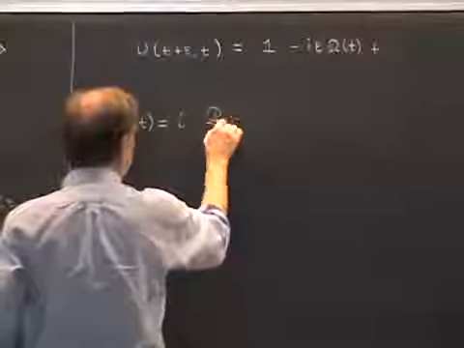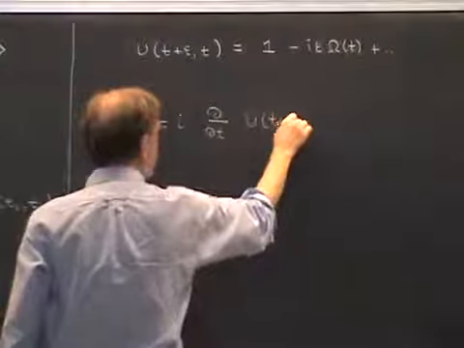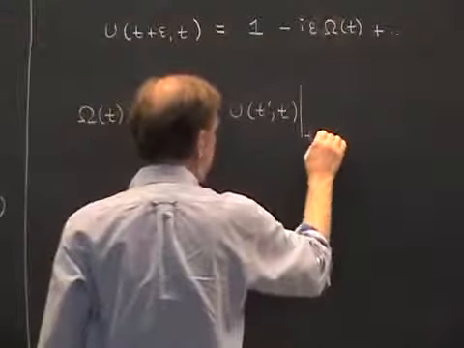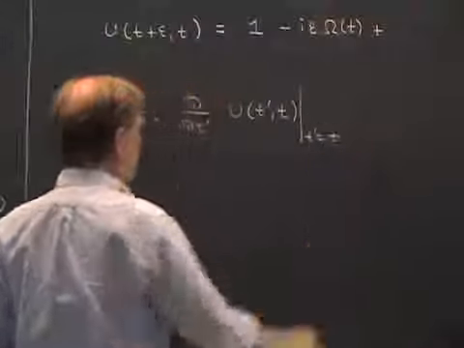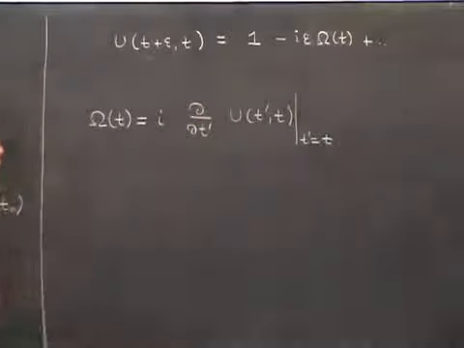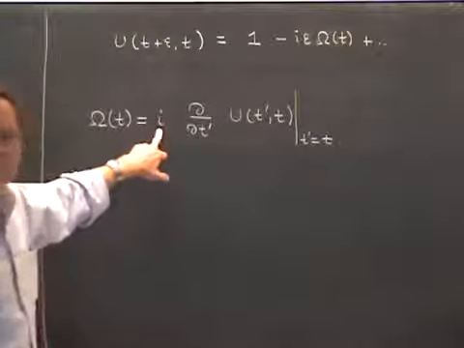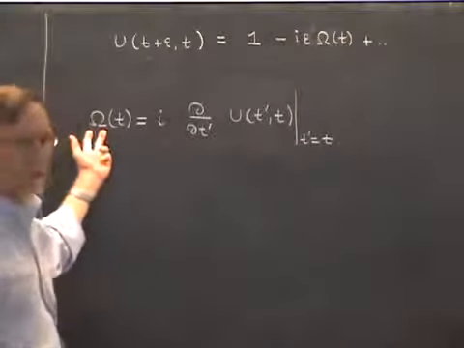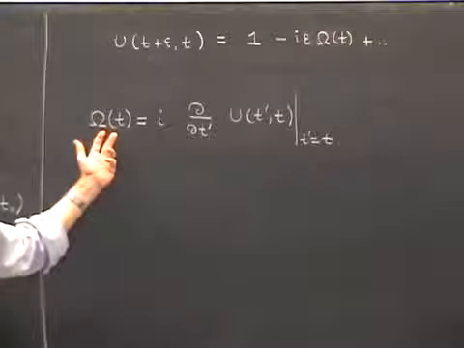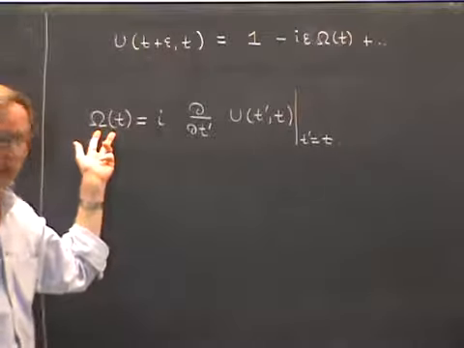Omega is defined as i times the partial derivative of u as a function of, let's say, t prime and t, with respect to t prime, where the derivative is evaluated at t prime equals t. This is just a way of saying it's the first derivative which appears in the Taylor series. Now you'll notice I factor off a factor of i from this first derivative in the definition of omega. This is just done for convenience, but the reason for doing it is that it makes omega a Hermitian operator.